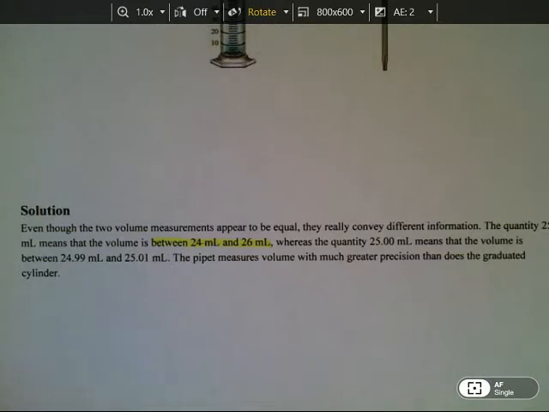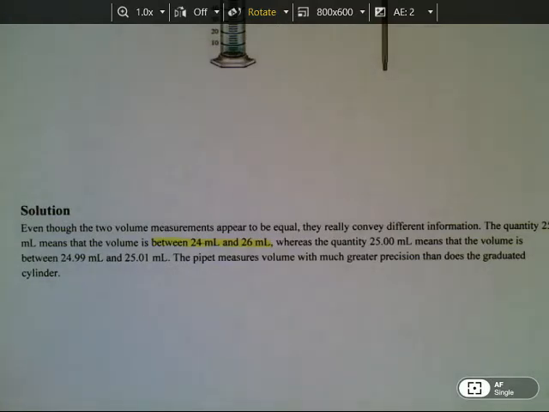Whereas the quantity 25.00 mL means that the volume is between, again, there could be some rounding in that third decimal place, but it means that the rounding is going to occur somewhere between 24.99 mL and 25.01 mL. Because only when you use more decimal places than that would you appropriately round to 25.00 mL. The pipette measures volume, therefore, with a much higher precision than does the graduated cylinder.